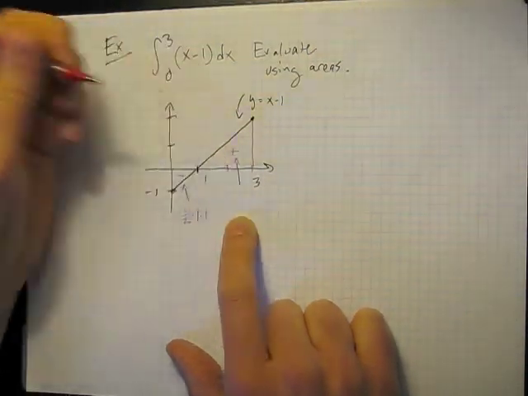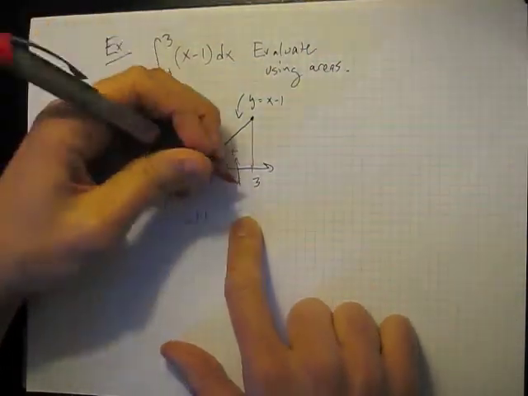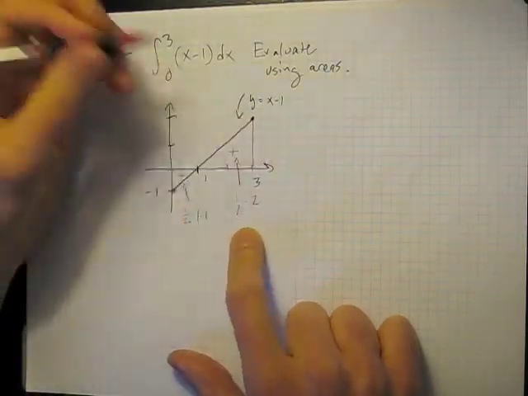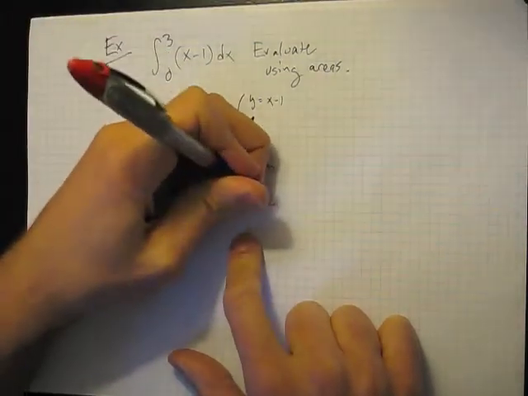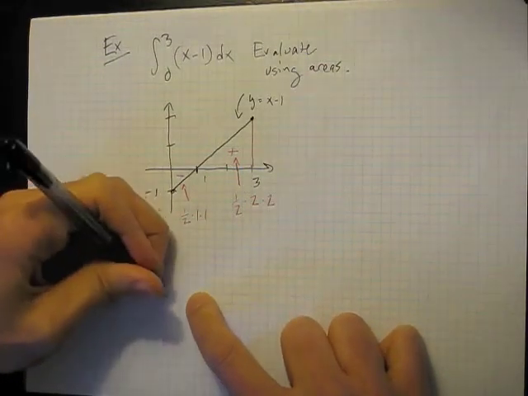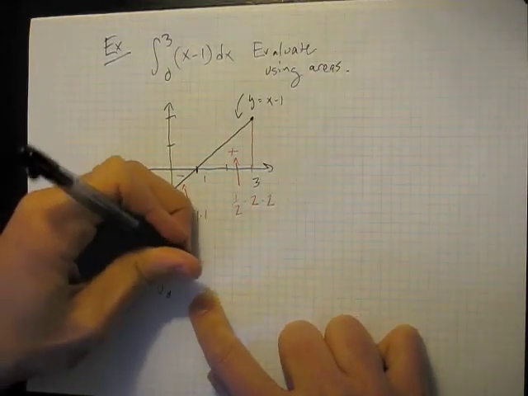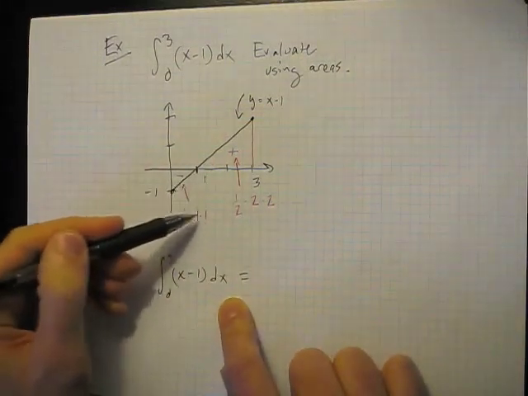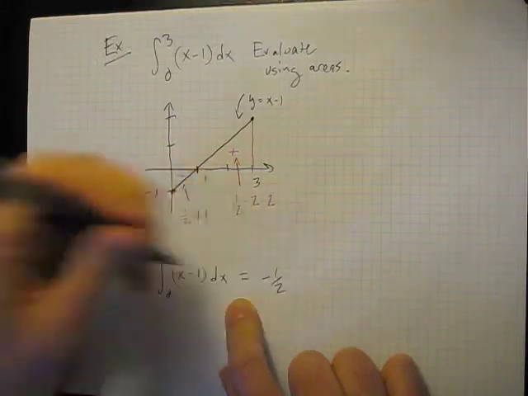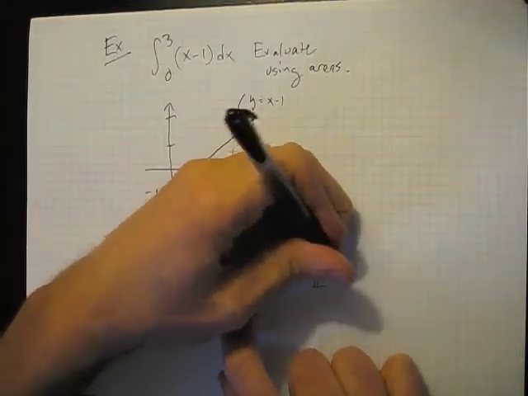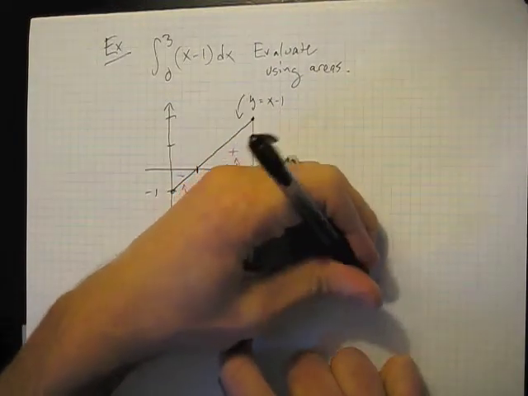And this here is a triangle. 1/2 times the base length is 2, and the height is also 2. Okay, so our answer to this question will be, we'll take this area, which is a half, but signed negatively, and this area, which is 2, but signed positively, and so the answer to this is 3/2.